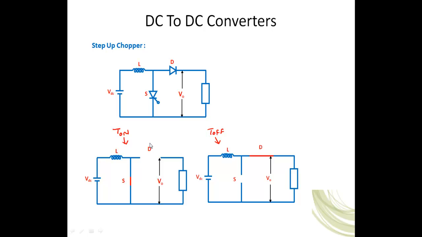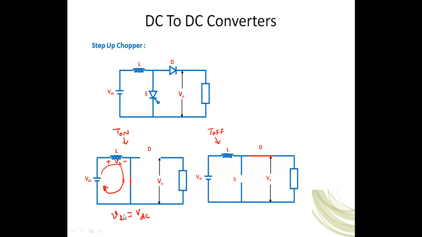Assume the thyristor is turned on. If the thyristor is turned on, it is acting as a short circuit. Then the source will supply energy to the inductor like this. That means when the thyristor is turned on, energy will be transferred to the inductor. The inductor will be getting charged in this case. So this is my plus and minus, that's the inductor voltage VL. Now by looking at this equivalent circuit, tell me what is the inductor instantaneous voltage? It is the source voltage.